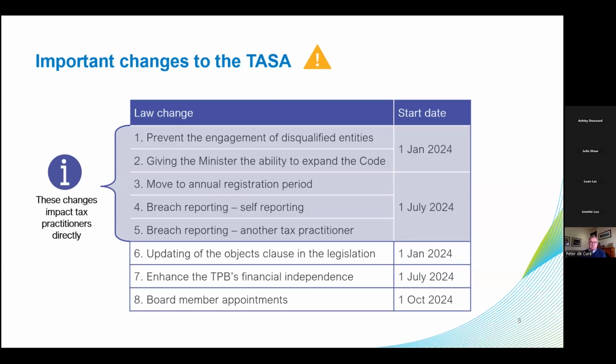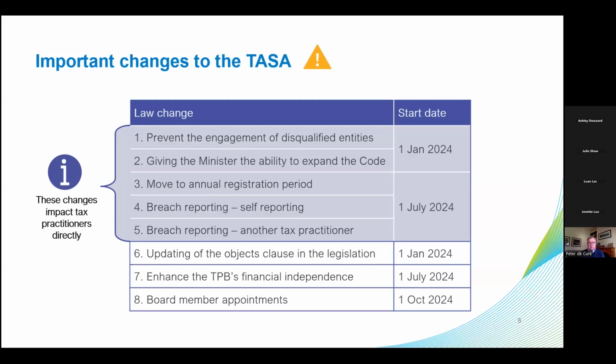These changes commenced earlier this year and include expanding the Code of Professional Conduct, or the Code, to prevent tax practitioners from employing or using a disqualified entity without our approval. It also prevents tax practitioners from entering into certain arrangements with a disqualified entity. Giving the minister the ability to expand the code to include additional obligations that tax practitioners must comply with to address emerging or existing behaviours and practices. Moving the registration period for tax practitioners from at least every 3 years to every year. And that's just in line with all your normal professional association requirements.